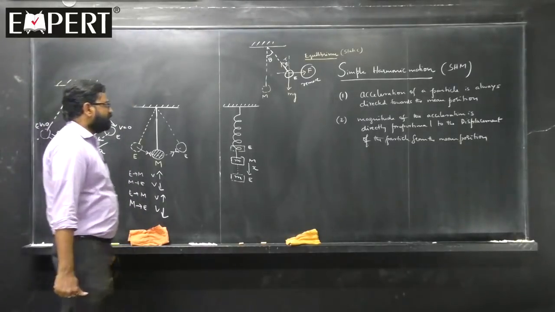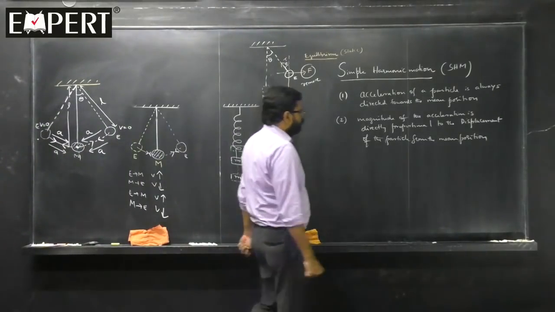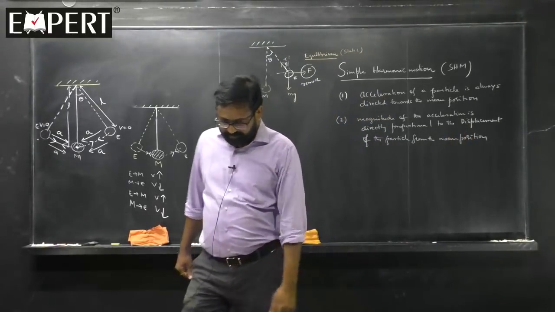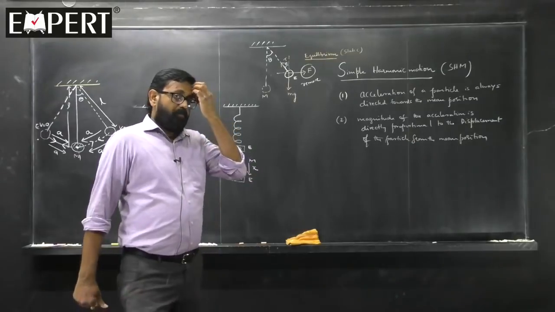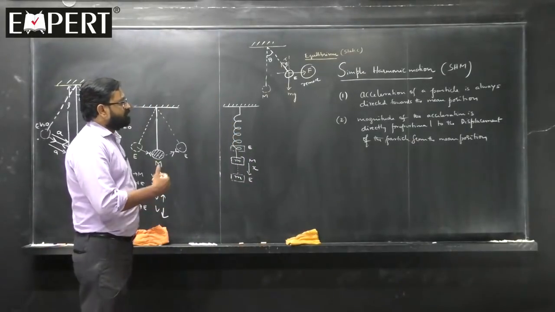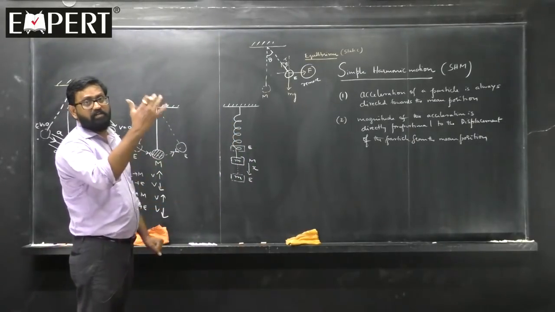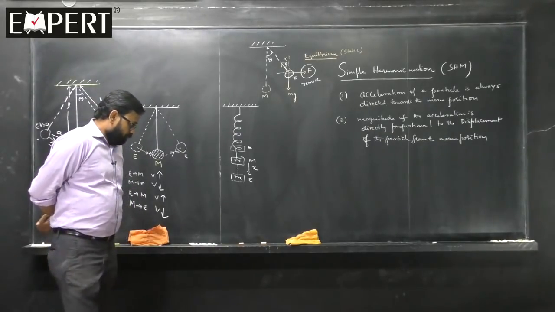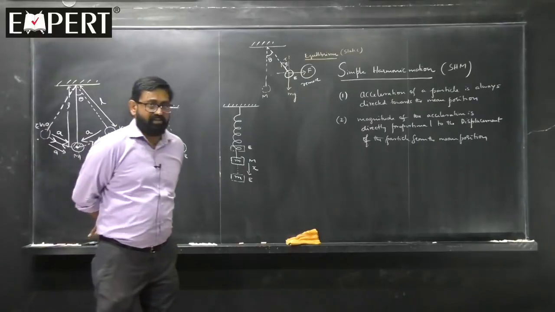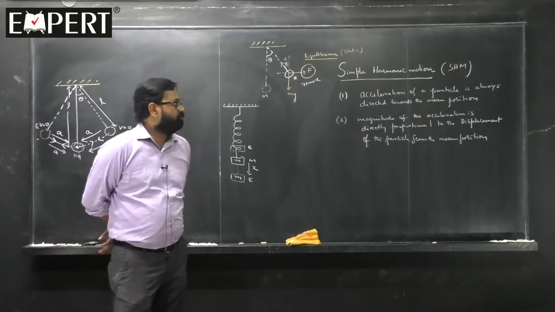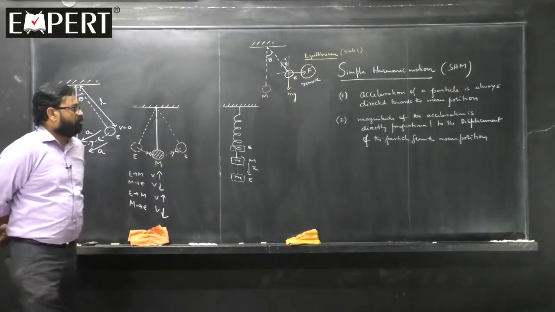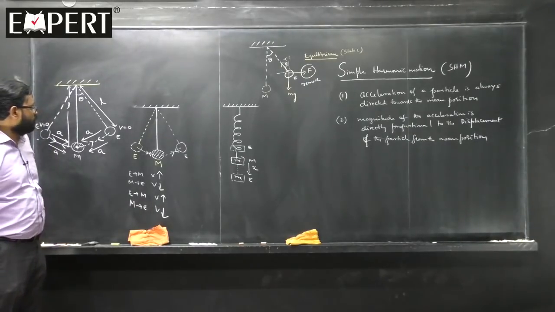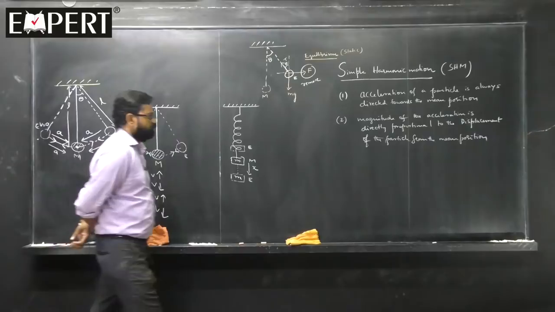Magnitude of the acceleration is directly proportional to the displacement of the particle from the mean position. What do you mean by that? Before I convince you of the second condition, I think all of you understood the first condition. Acceleration of a particle is always directed towards the mean position, because acceleration is a vector, during the simple harmonic motion.